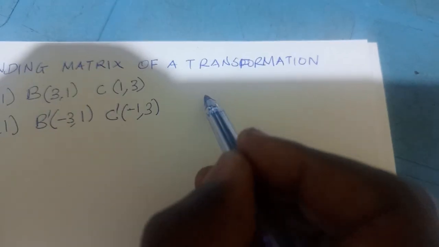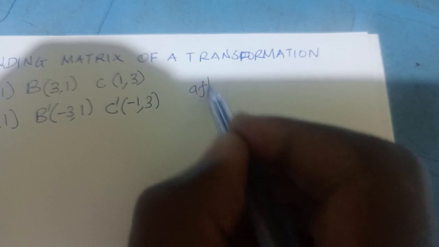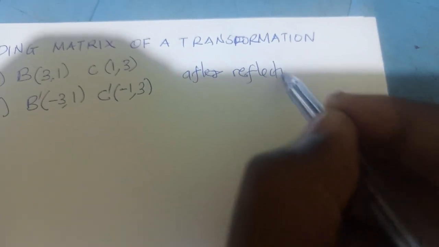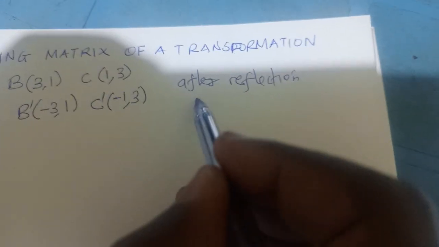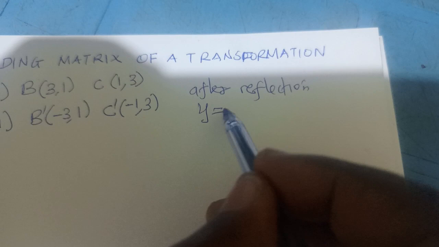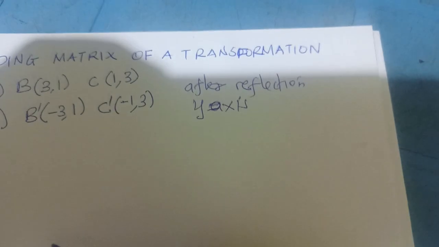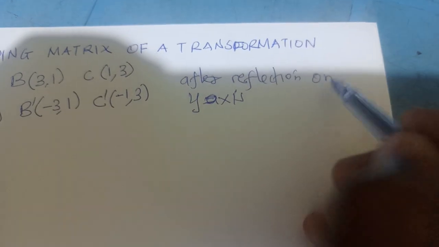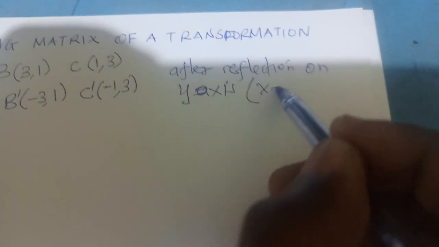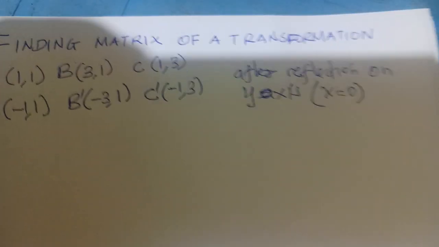Then you are told that the image is obtained after a reflection on the y-axis, which of course has the equation x is equal to 0. You could be asked to find the transformation matrix of that.